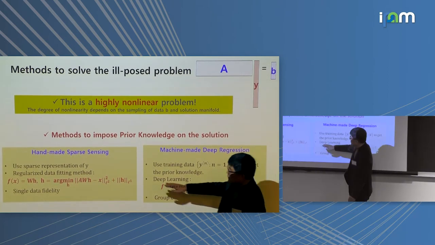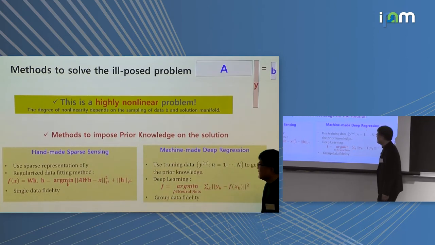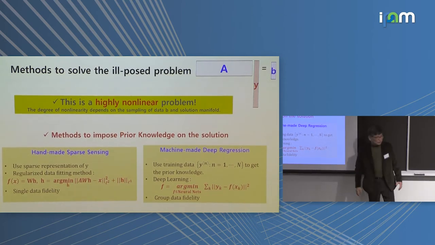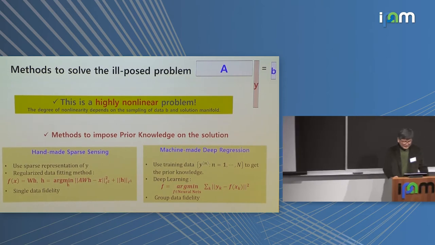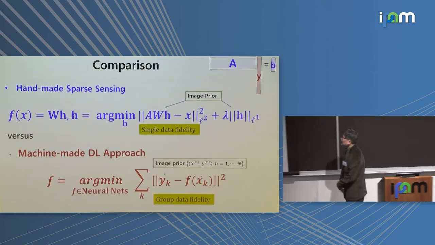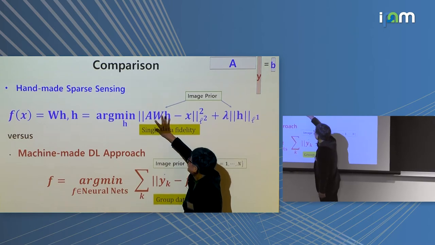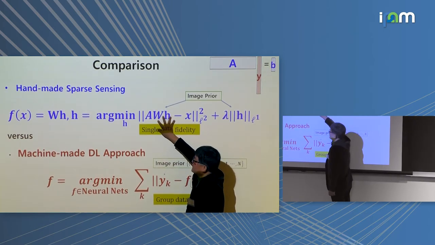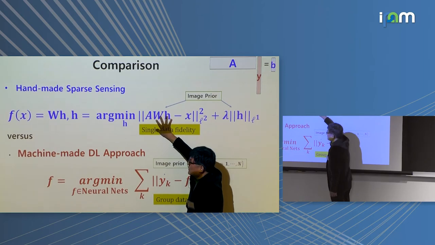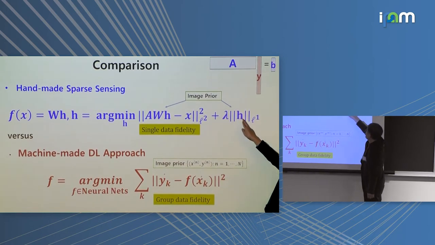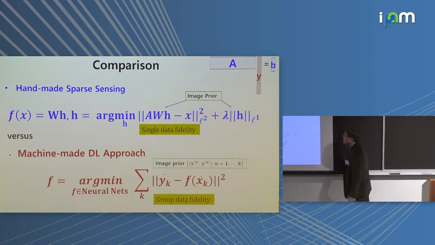One is to use a sparse representation of the solution. The other is to use training data to get the prior knowledge. That's the machine made. Handmade is to somehow develop some basis. Handmade sparse sensing uses the image prior. Maybe this is the inverse gradient, and this one also uses a wavelet or whatever basis. W H is, let me say, Y. That's the image prior, and this is the sparse representation. That's the handmade sparse sensing.